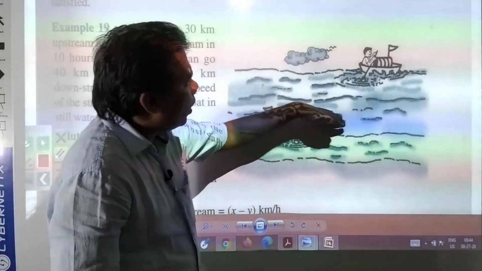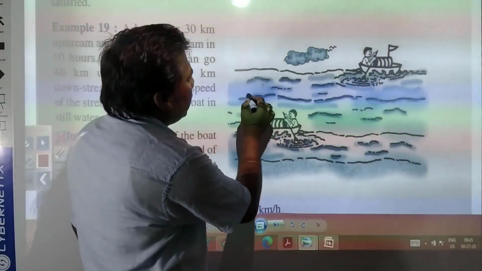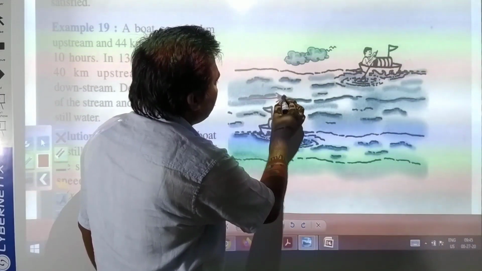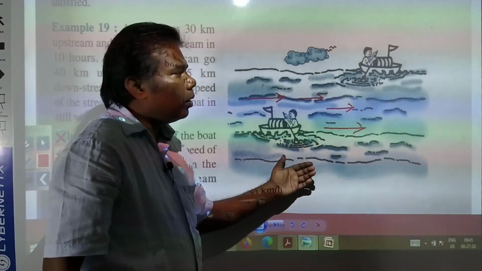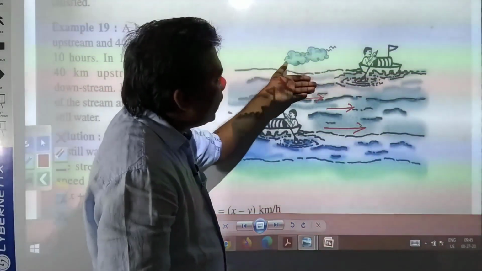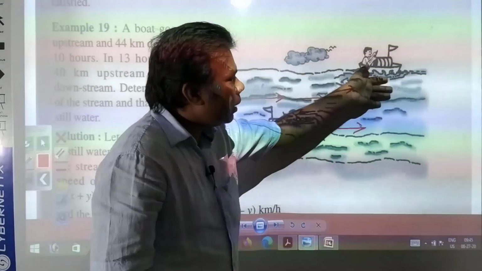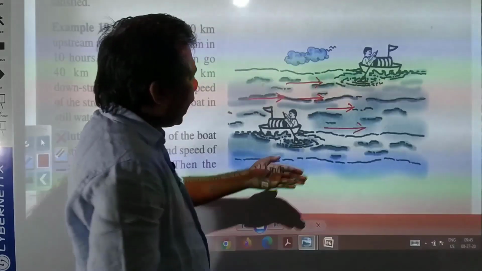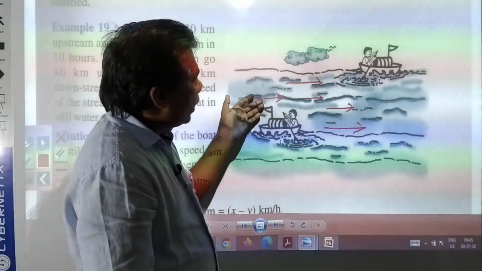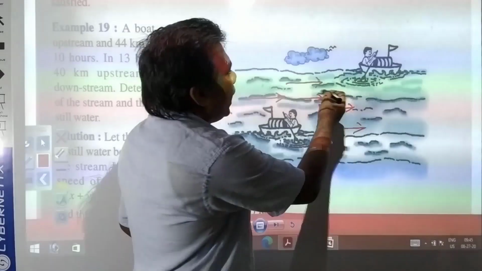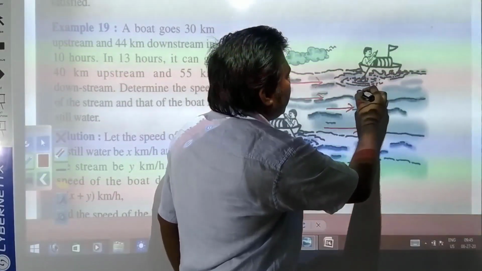Here suppose this is your river or a stream, and the flow of water is in this way, in one direction. So this will be assumed as downstream, meaning together with the stream. Downstream is if the boat is going with the flow, and upstream means just opposite to the direction of the stream. So suppose the flow of water is in this direction, then this will be assumed downstream.